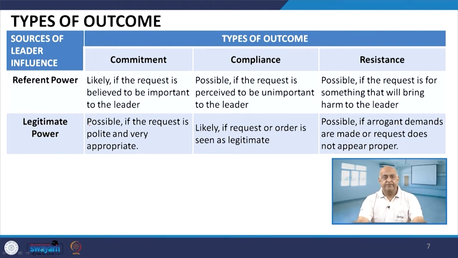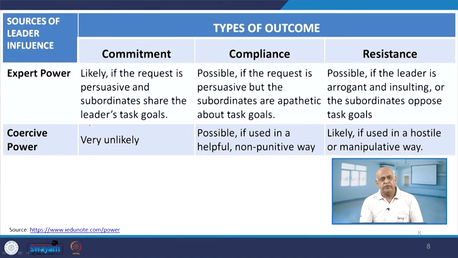So, whenever we are talking about this journey, right from commitment to resistance, and in the case of compliance also, we will find the followers who are having that particular resistance. In that case, which source of influence will the leader use? The referent power will be used. Whenever there is resistance to arrogant demands, then definitely the legitimate power will be used. So here the leader can use either the referent power or the legitimate power, legal power.